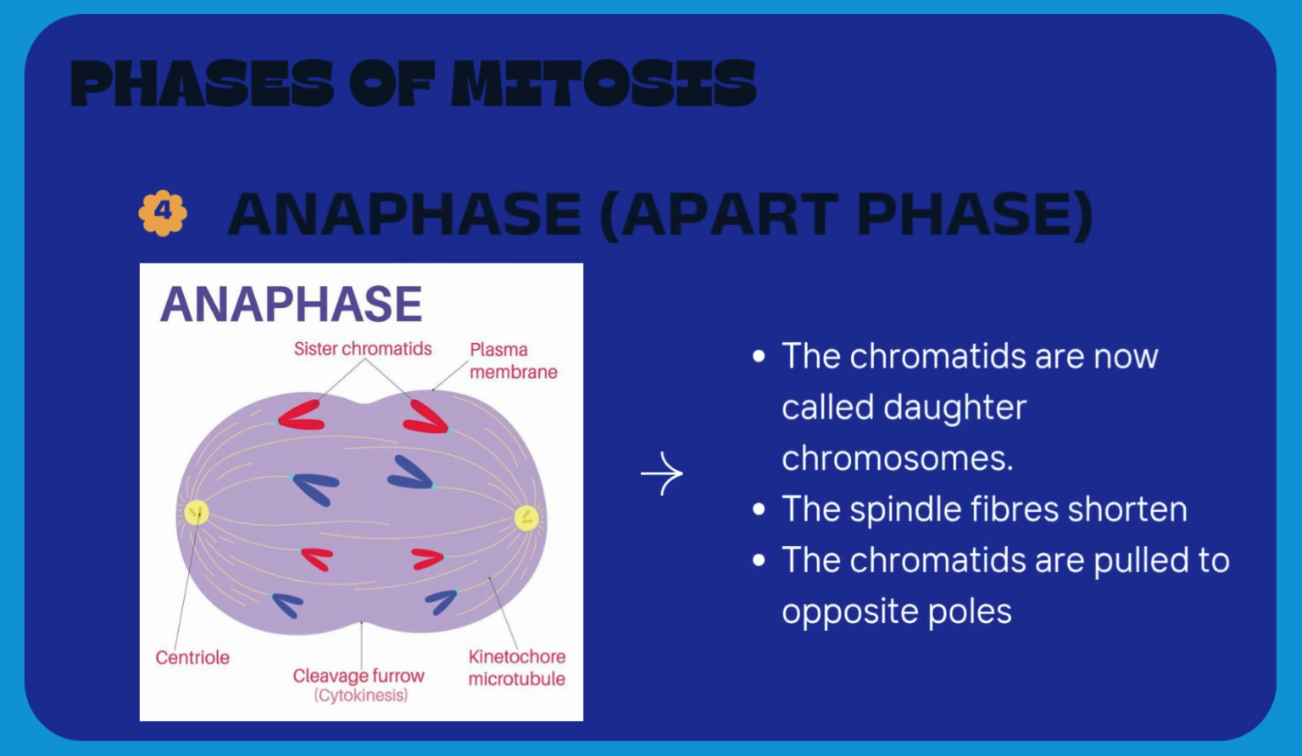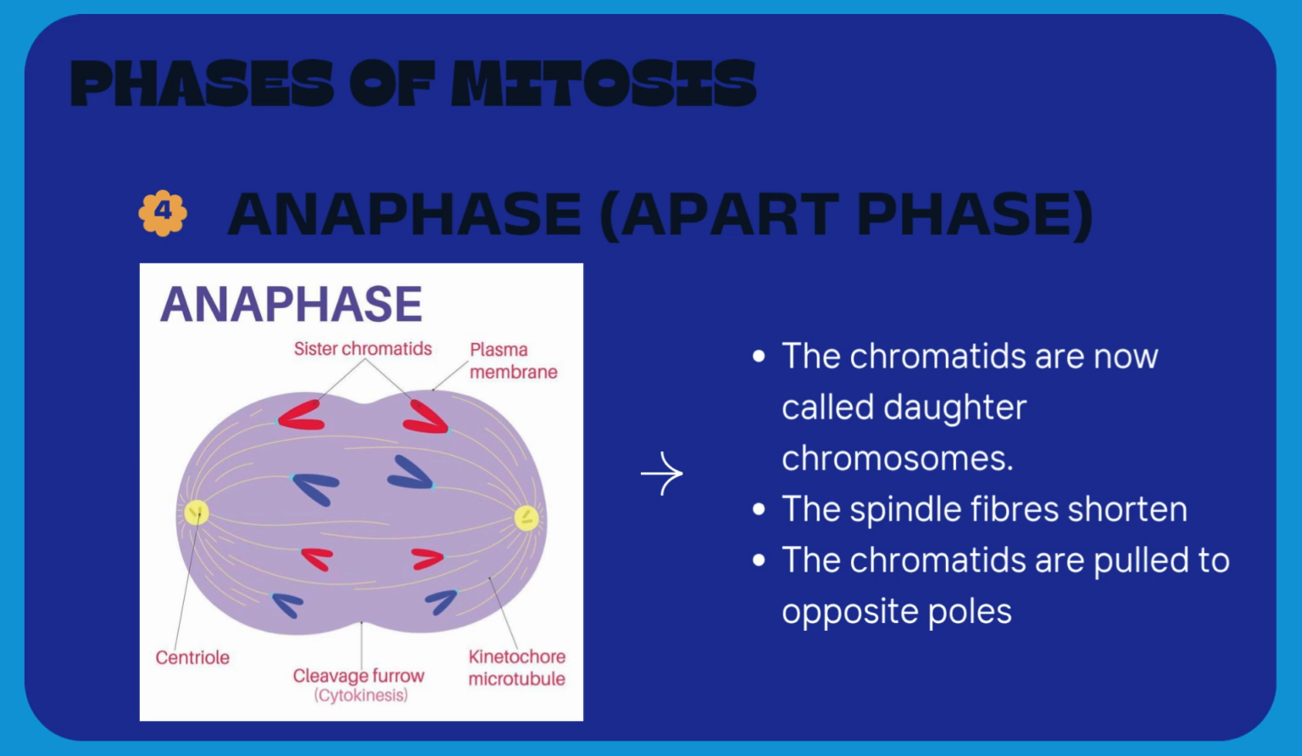Anaphase, apart phase. So what happens is that now, remember what we say, chromosome is X. X with a dot in the middle of the X. The spindle fiber attached to the dot in the middle of the X. And if you remember, the X represents the chromosome, and each straight line that forms the X is a chromatid.